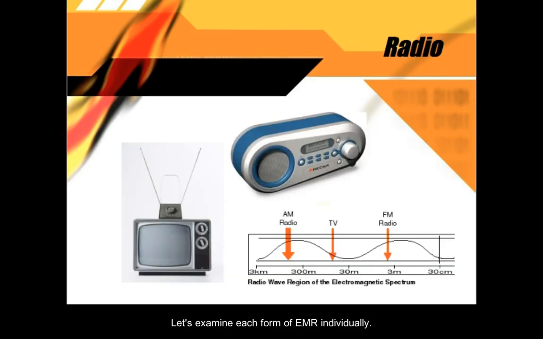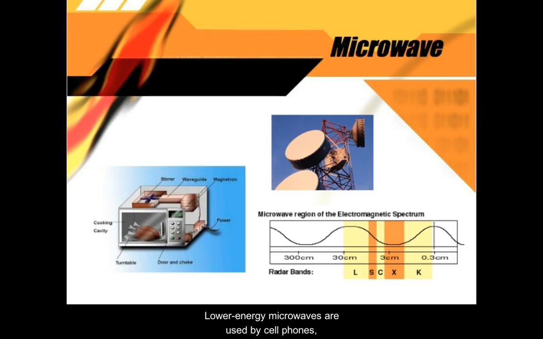Let's examine each form of EMR individually. Radio waves are the lowest energy form of EMR. Note that as wavelength shortens, frequency increases from AM waves measured in kilohertz to FM waves measured in megahertz. Lower energy microwaves are used by cell phones, while higher energy microwaves are used in microwave ovens. And since these are different portions of the spectrum, no, cell phones can't cook your brain.